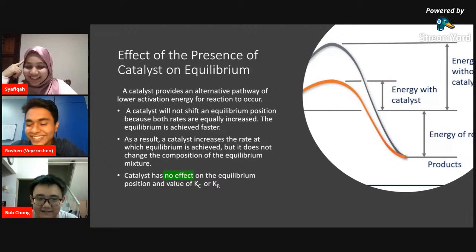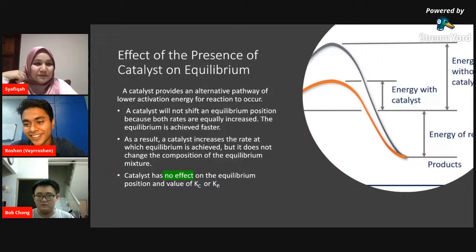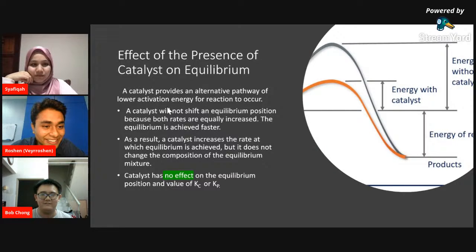So a catalyst, however, will not cause a shift in the equilibrium position. Roshan, would you mind circling the first point? In the equilibrium position, because both rates are equally increased. Actually, when a catalyst increases a rate of reaction, what you should understand is the forward reaction is going to increase at a certain rate. The reverse reaction, if it occurs, also increases at the same rate. So ultimately, the equilibrium position will not change.